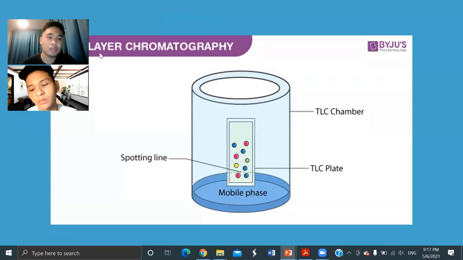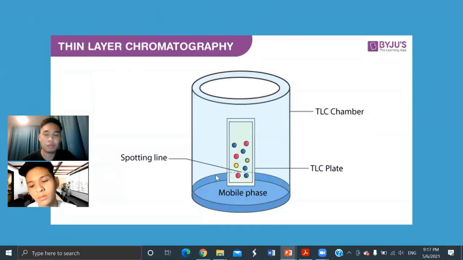This is the thin layer chromatography diagram. As you can see here, this is the TLC chamber, made of glass, and then we have the TLC plate, which is the stationary phase. And then the mobile phase, as I showed you just now, the hexane. And then the spotting line, which we draw using a pencil.